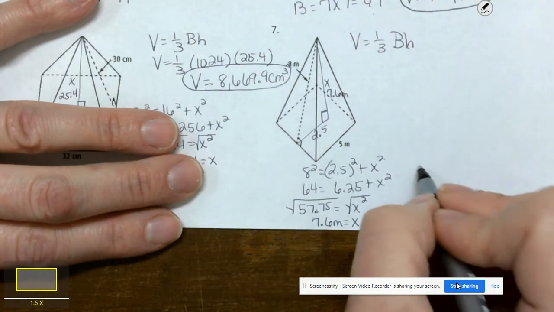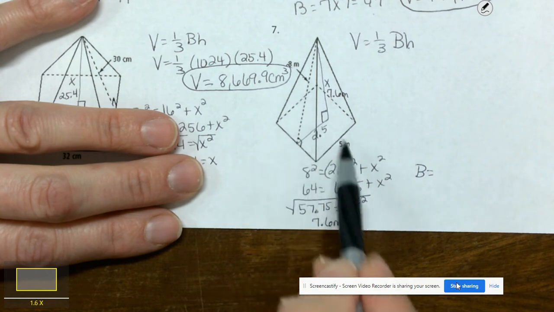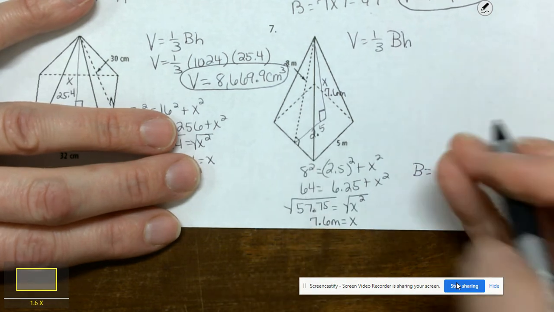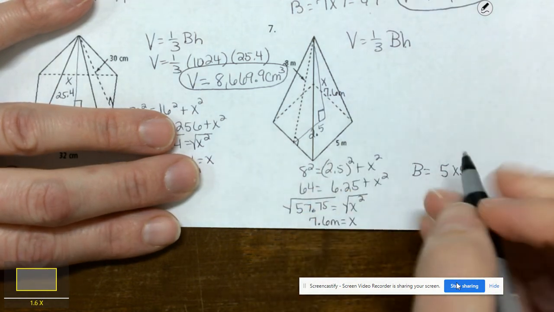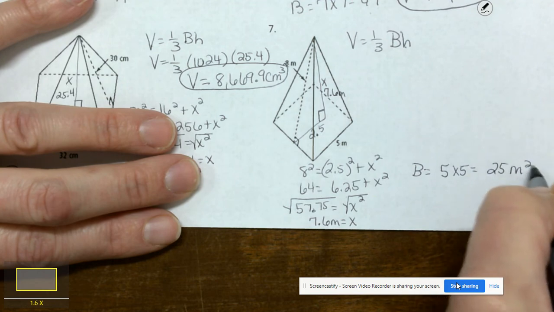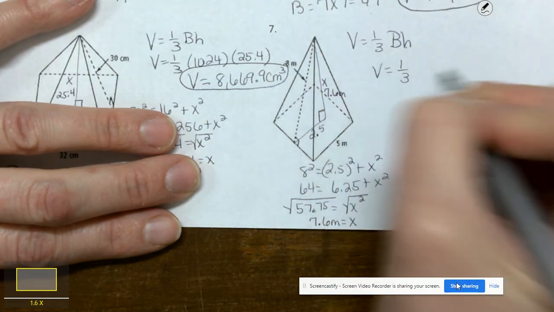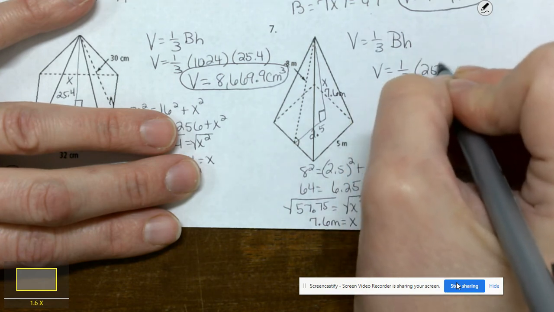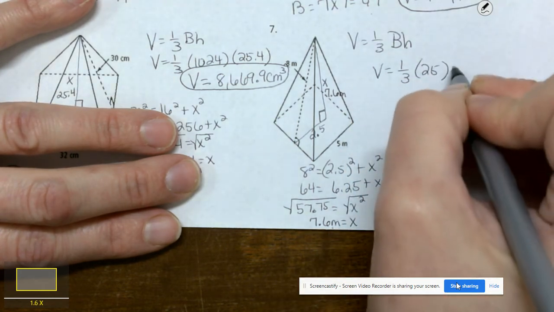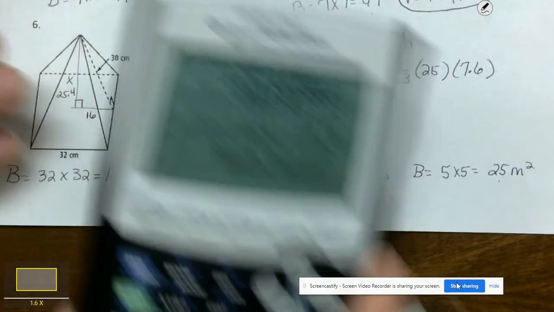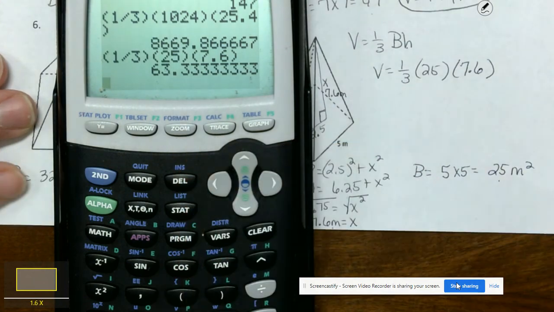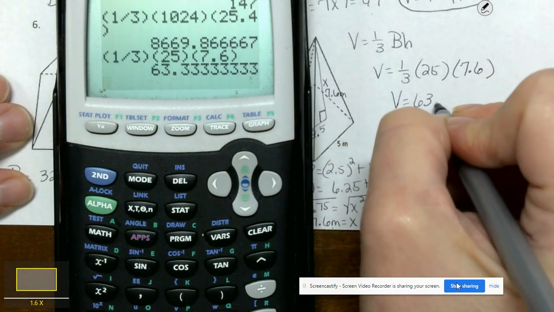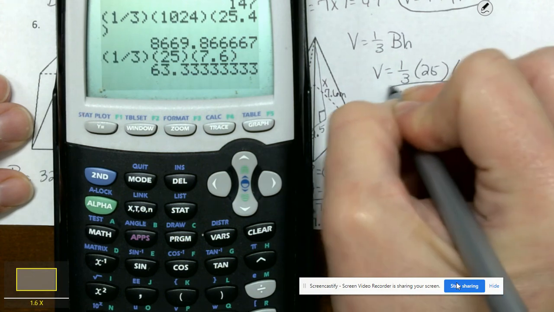Okay, now for my base area, B, my base is a square, and a side is labeled as 5, so that's going to be 5 times 5, because the area of a square is a side squared. So 5 times 5, that's 25 meters squared. So now I can key into my formula. The base area is 25. The height is 7.6. And then I key it in the calculator. So 1/3 times 25 times 7.6. And we get 63.3. So it's 63.3 meters cubed is our volume.